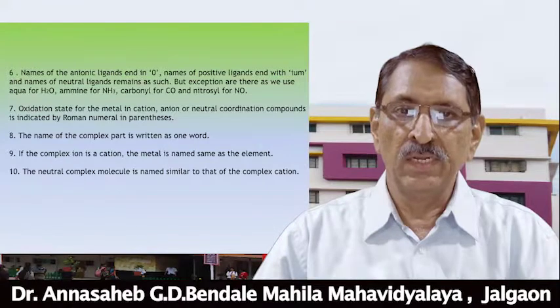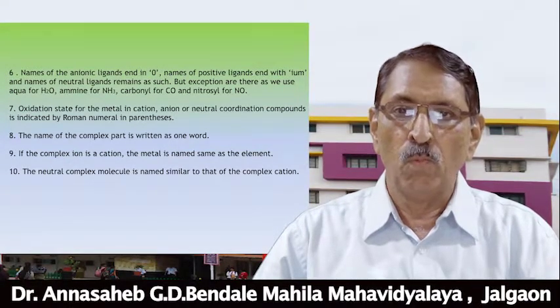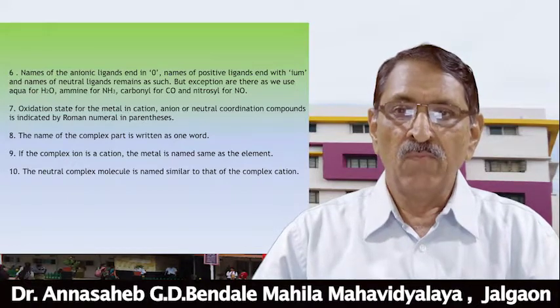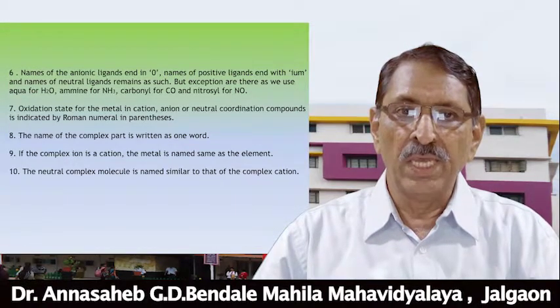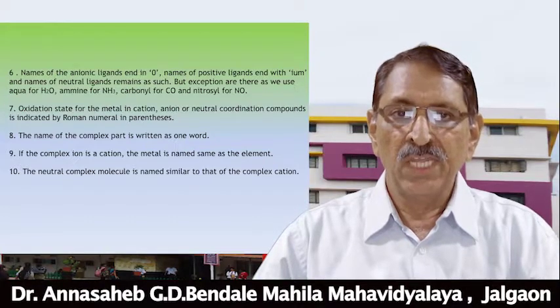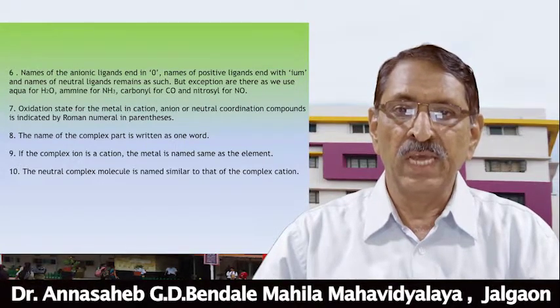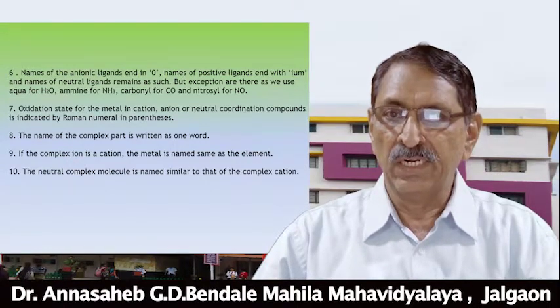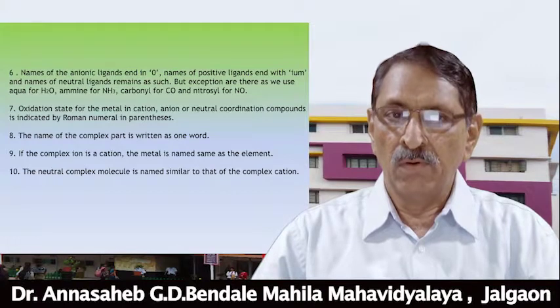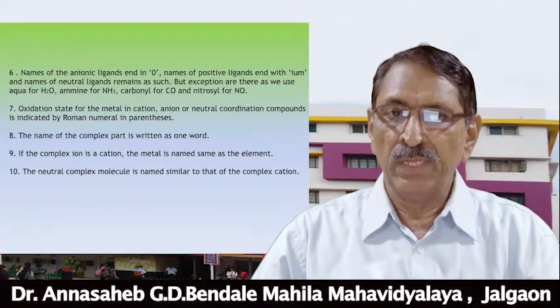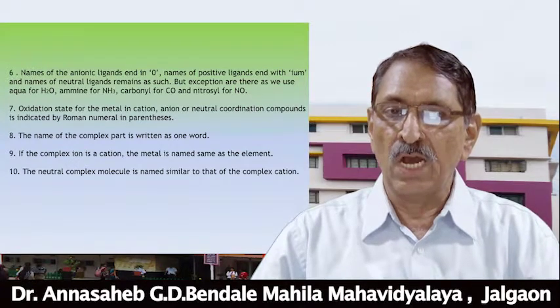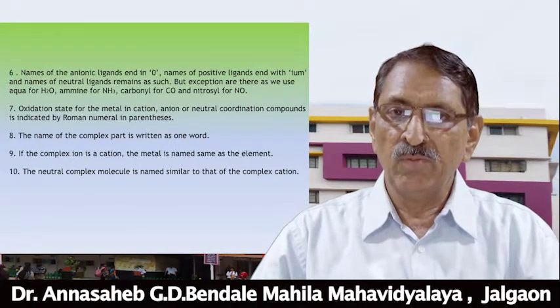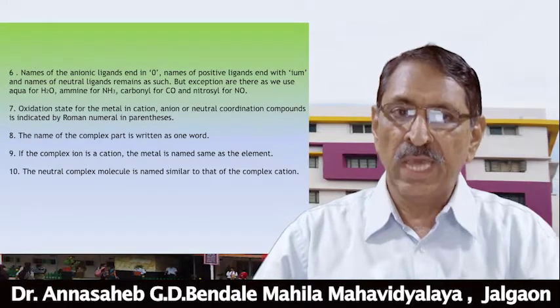The sixth rule is that the names of anionic ligands end in -o, while the names of positive ligands end with -ium, and the names of neutral ligands remain as such. But there are exceptions among the neutral ligands: for a water ligand or water molecule we use aqua, for NH3 we use ammine, and for carbon monoxide we use carbonyl, etc.